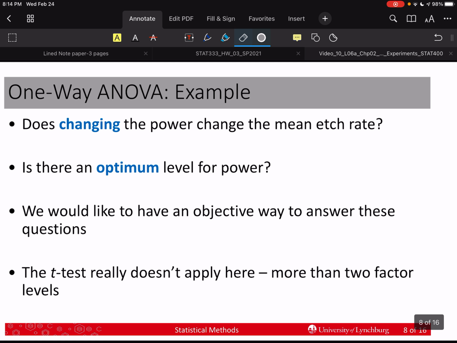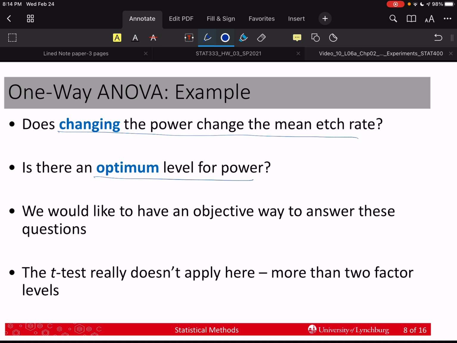Does changing the power change the mean etch rate? And by looking at those plots, we would tend to say yes. But we need to do this scientifically and use statistics to have a confidence level that we can say yes or no. Okay? And is there an optimal level of power? That's the second thing that we want to do. If changing the power changes the mean etch rate, then we would ask the question, what's the optimum level for the power to get the best etch rate?